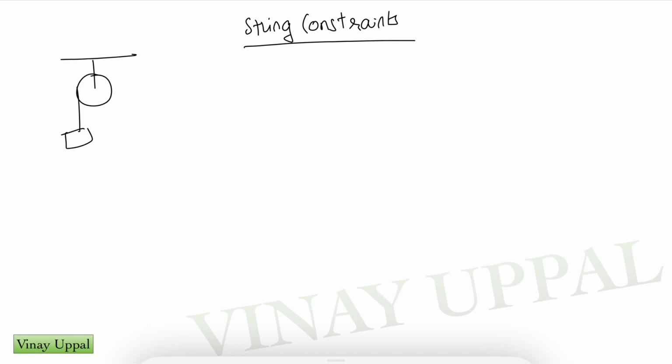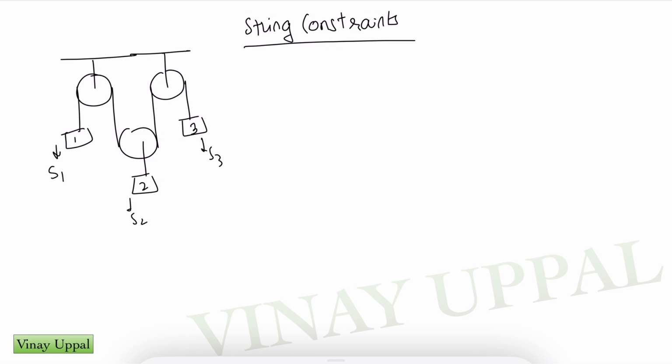Now let's look at string constraints. So whenever you have pulleys and strings involved, the string constraint is basically that the length of the string is a constant. Suppose I just label the blocks as 1, 2 and 3, and let's say all of them have displacements of S1, S2 and S3. Now obviously one of these quantities S1, S2, S3 has to be negative because one of the blocks will at least be going upwards, otherwise the string will break. The total length of the string has to be constant. So I'm going to write the total length of the string as constant. So the change in the length is 0.